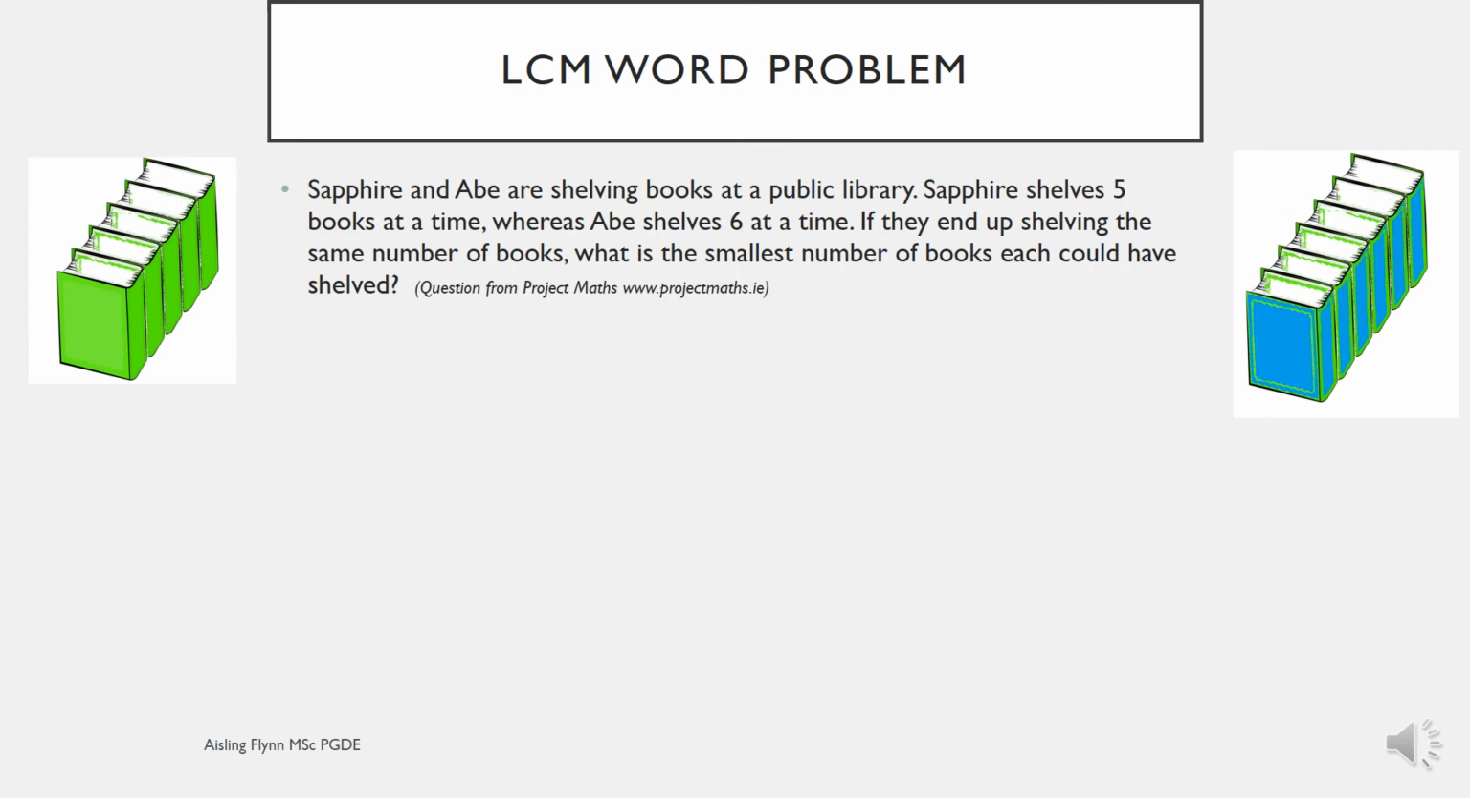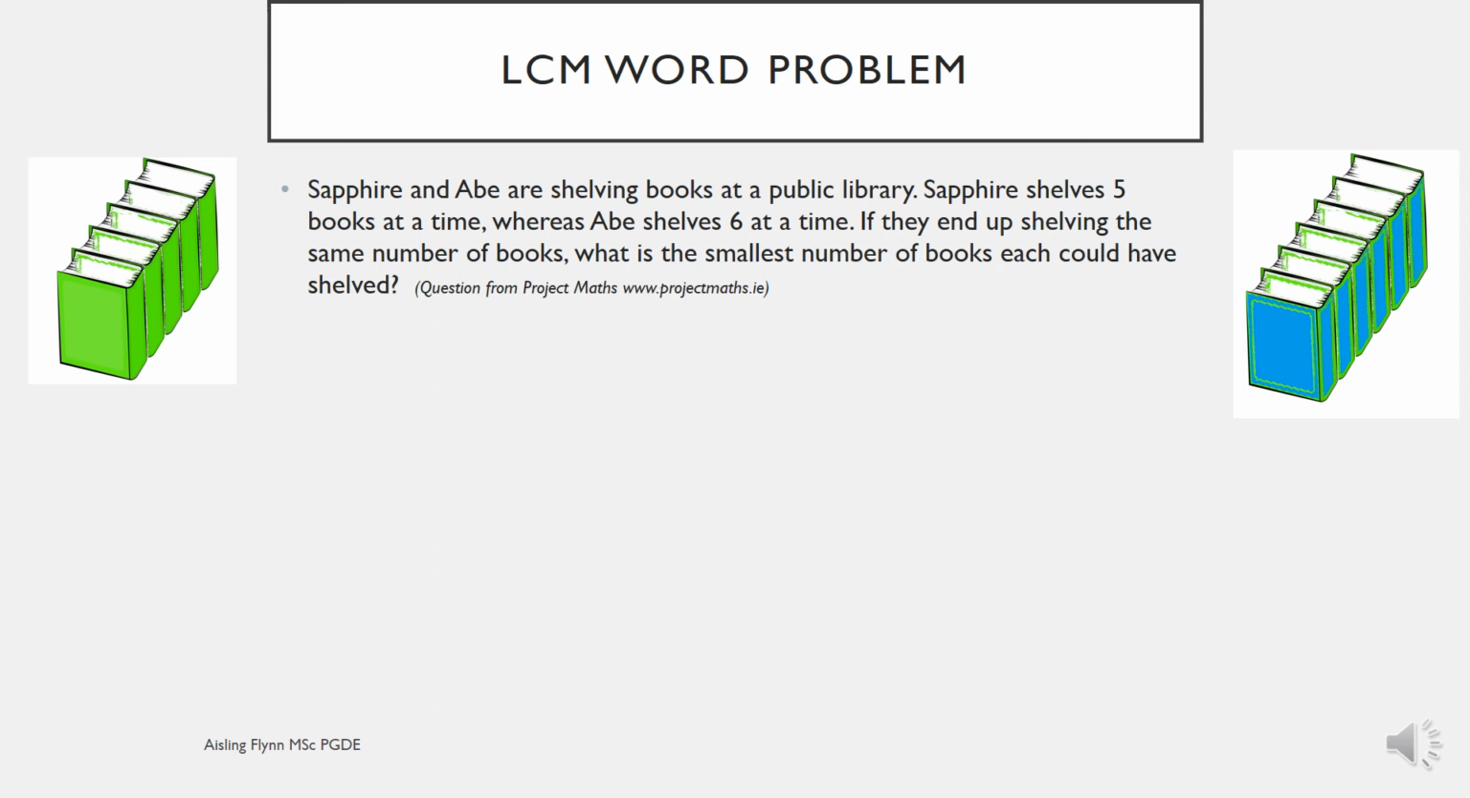Here's an LCM, lowest common multiple word problem. Sapphire and Abe are shelving books at a public library. Sapphire shelves 5 books at a time, whereas Abe shelves 6 at a time. If they end up shelving the same number of books, what is the smallest number of books each could have shelved? So the word smallest means lowest, and we're looking at multiples of 5 and 6. So we want to find the lowest common multiple of 5 and 6.